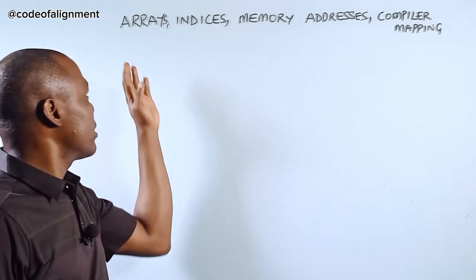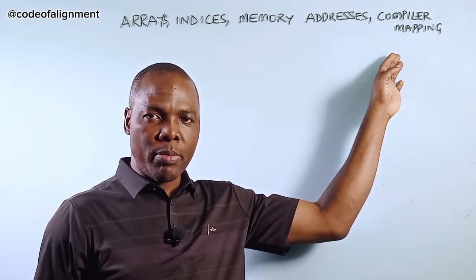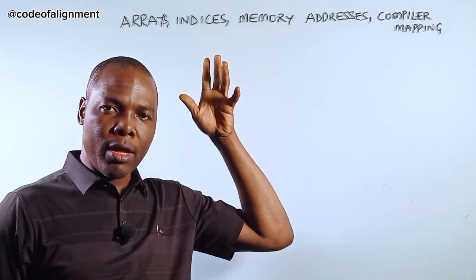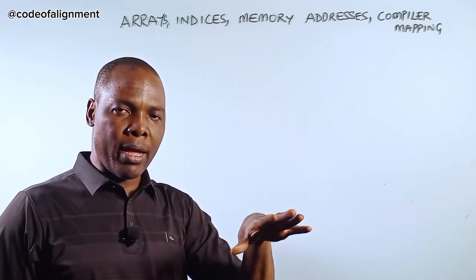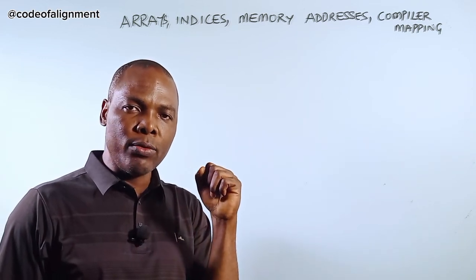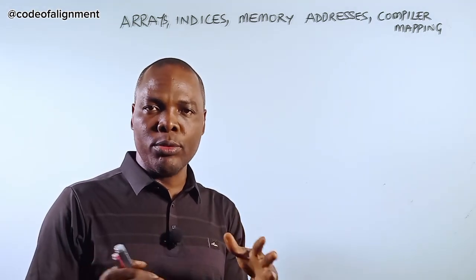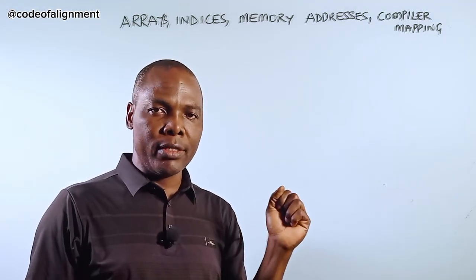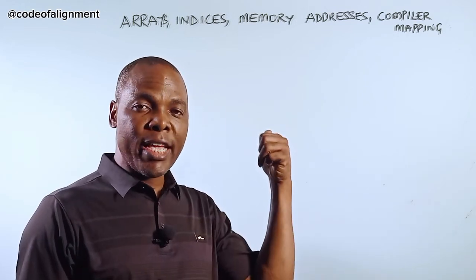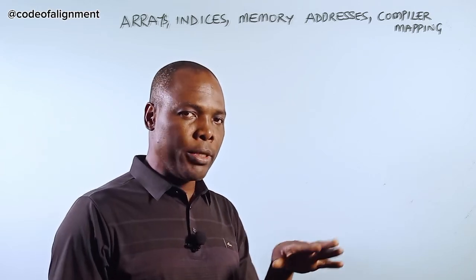Today we want to look at arrays, indices, memory addresses, and compiler mapping. So this is the beginning of data structure proper. But before I teach you this array, I will give you an illustration, that even a market woman will be able to understand what an array is. So in the next class, I will use computer terminologies to actually explain arrays. But in this class, I'll use plain language.